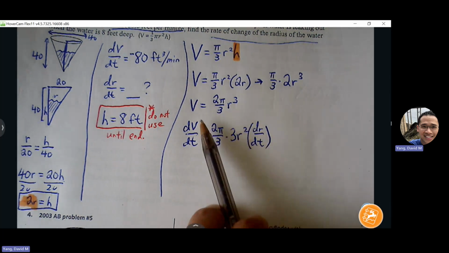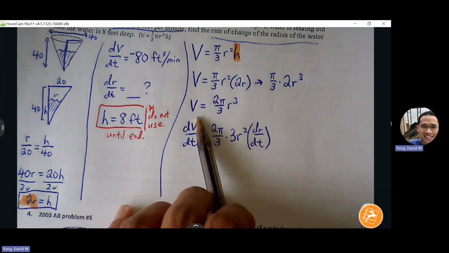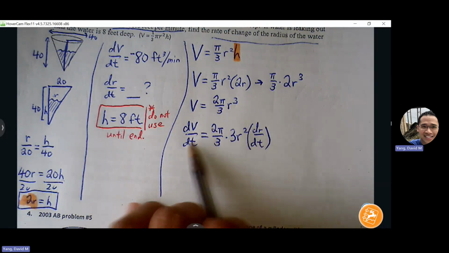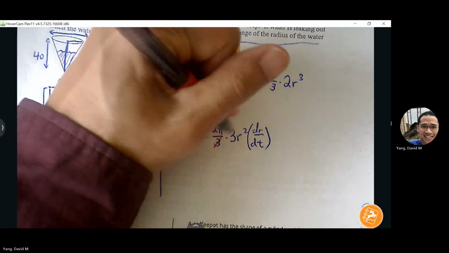Because there's an underlying variable, time, that we don't see, it's going to end up impacting every variable that we see here. With related rates, there's always going to be a time component for every variable. Everybody good? All right, you said the 3's cancel out, right?